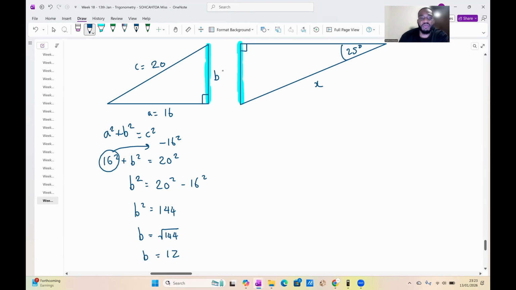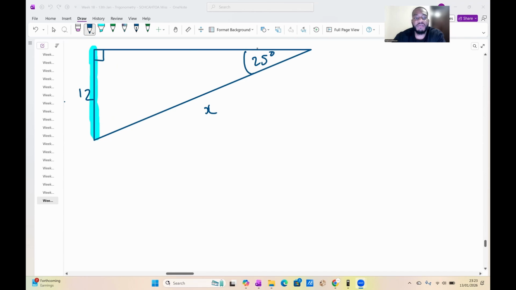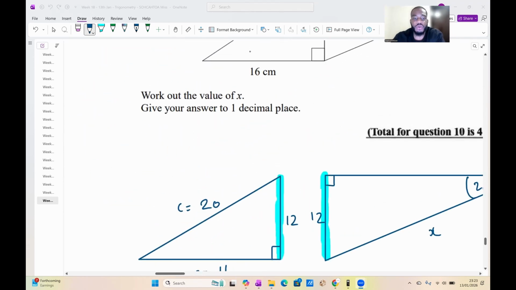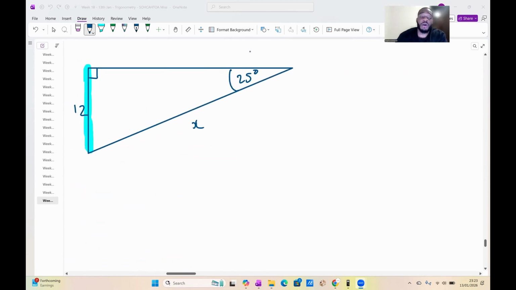So therefore, I can replace that b with 12, right? We now know what that side is. Is everybody happy with that? It's 12 there, and that's 12 there. Does that make sense? Yeah. And now, remember, we're trying to find out what x is. We now have enough. This is just a normal question now, right? We used the left triangle to figure out what the side in blue is. We've got that now. We can now use SOHCAHTOA.